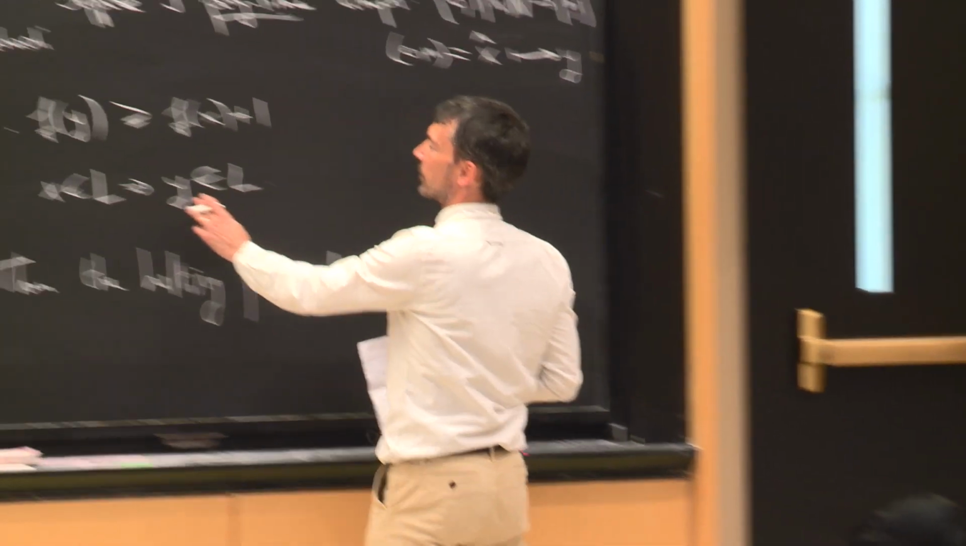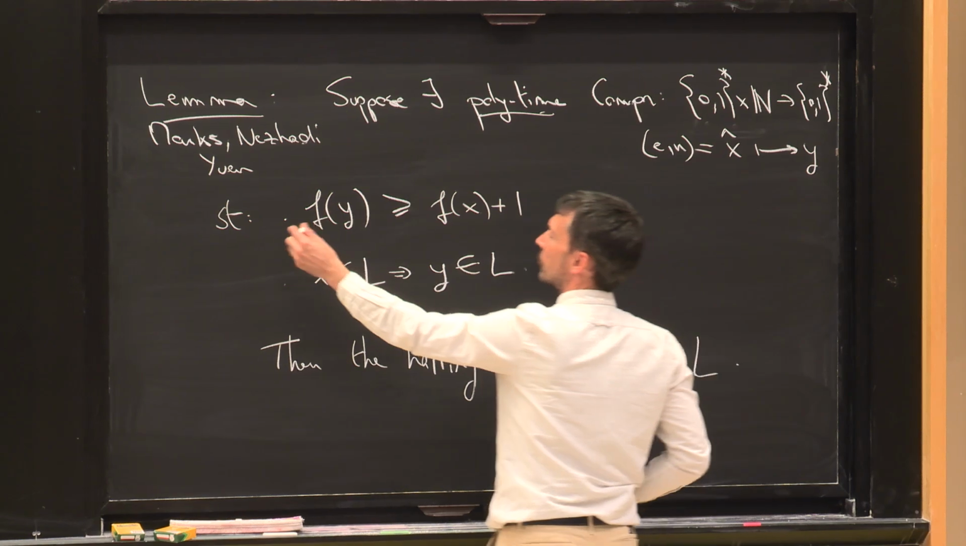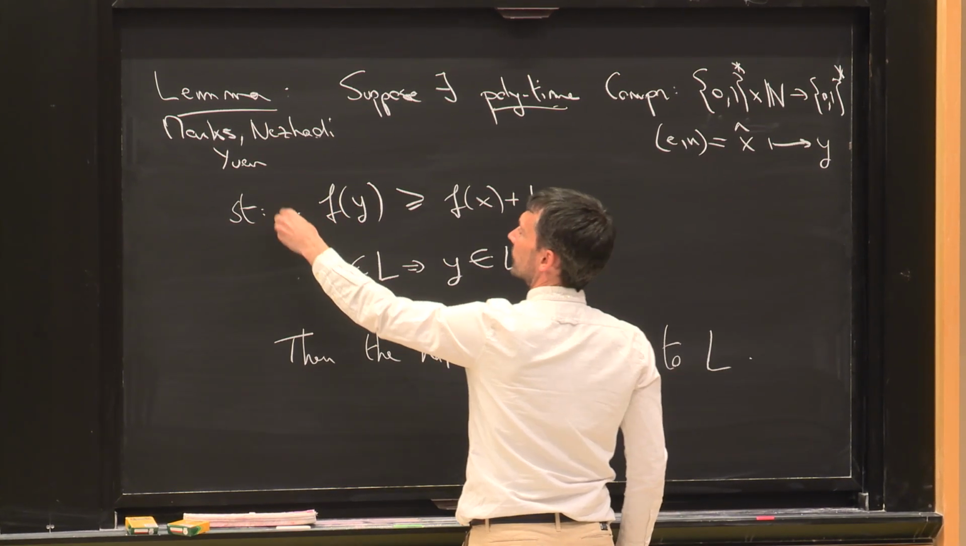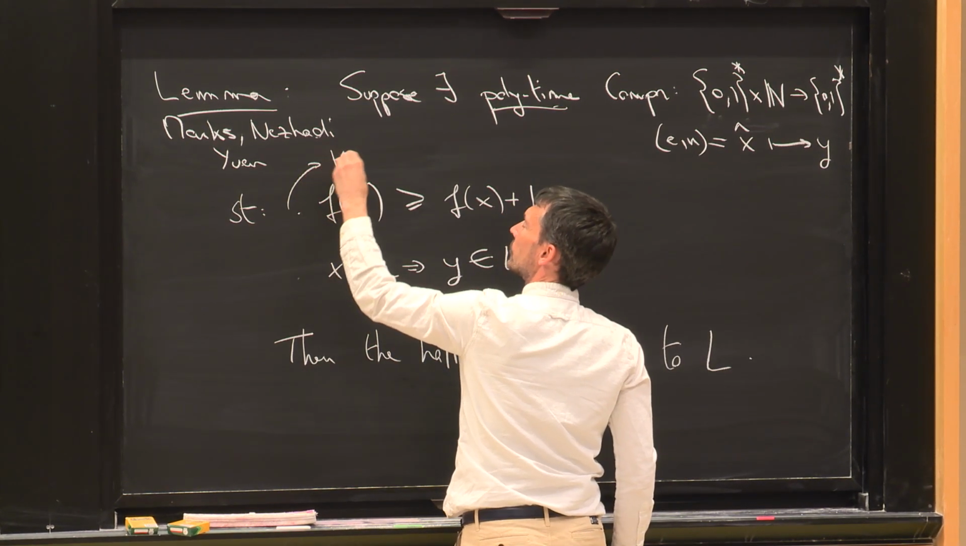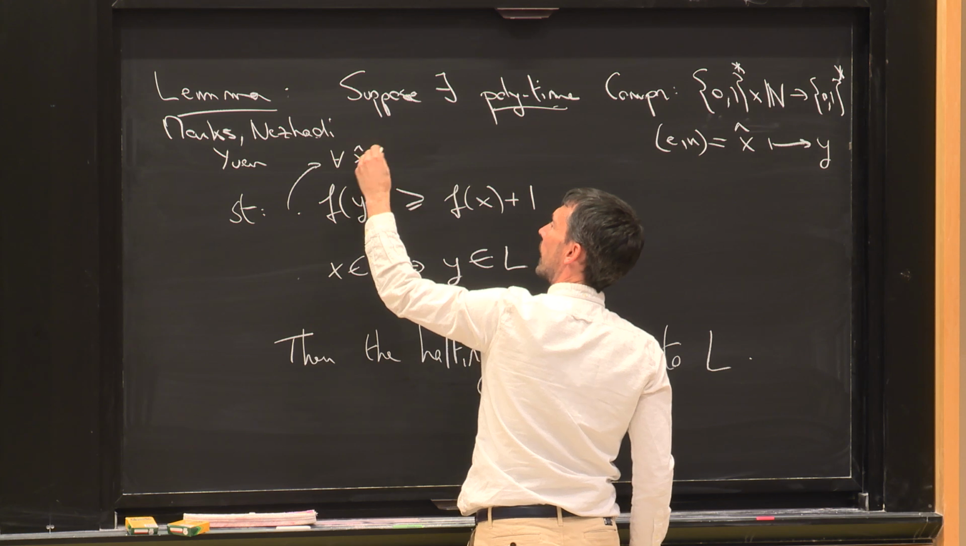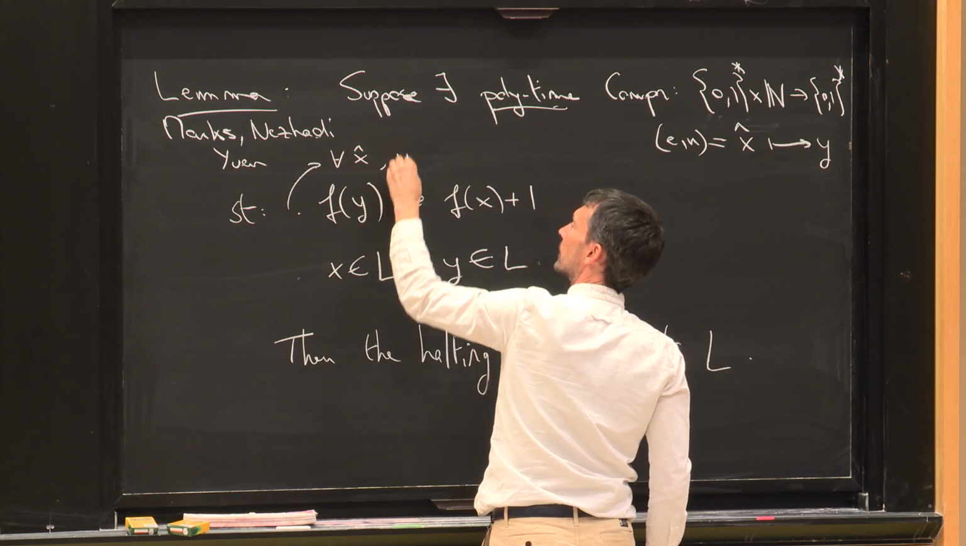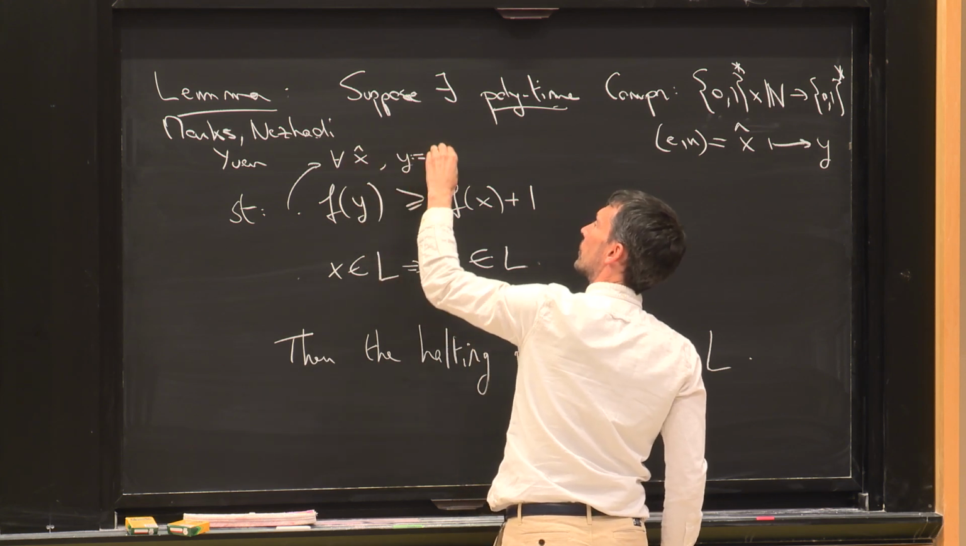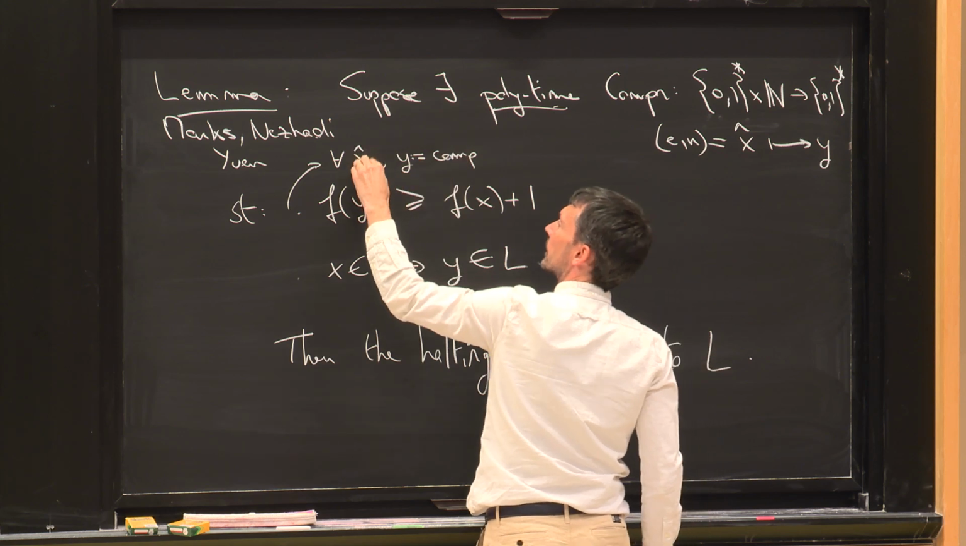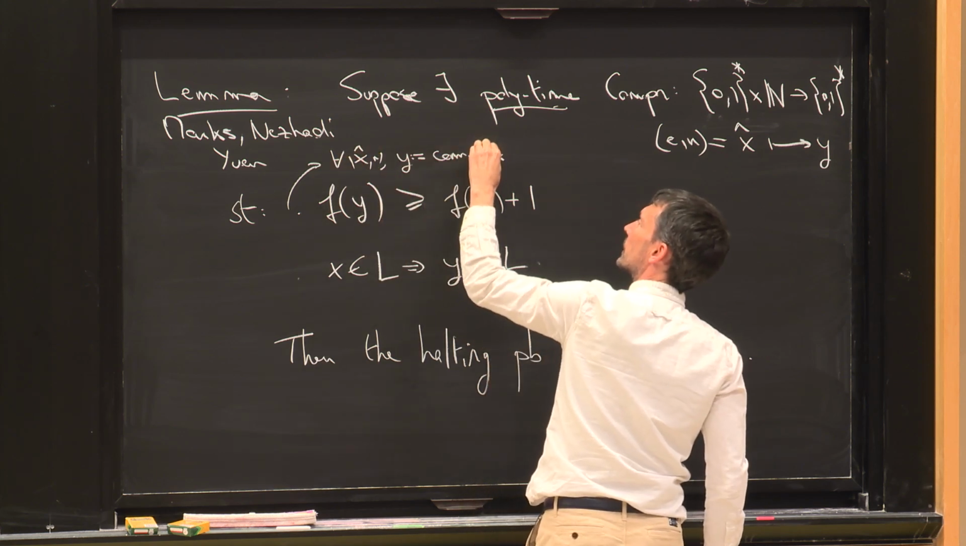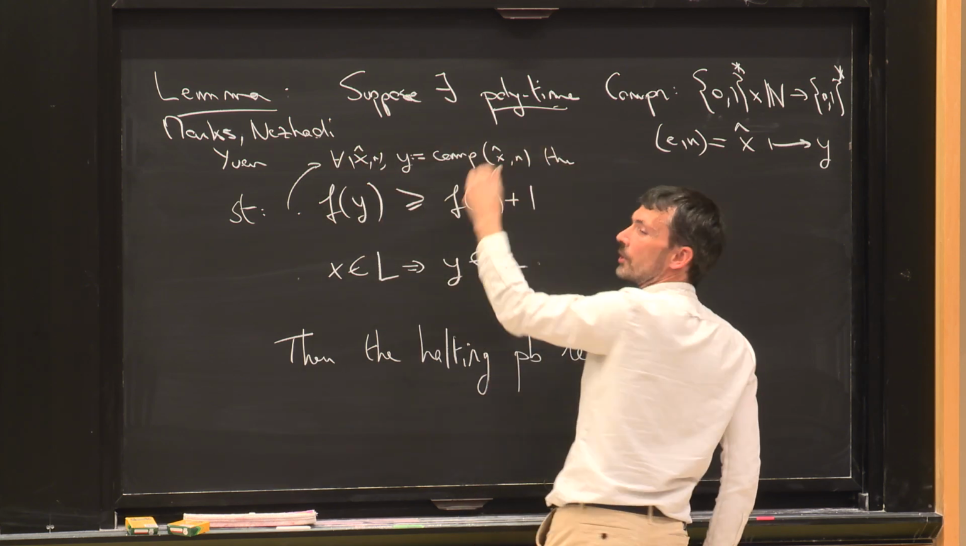Well, this is how x and y are defined. So I should have written here: for any succinct representation of some x, if I let y be the compression of x hat n, then these conditions hold.